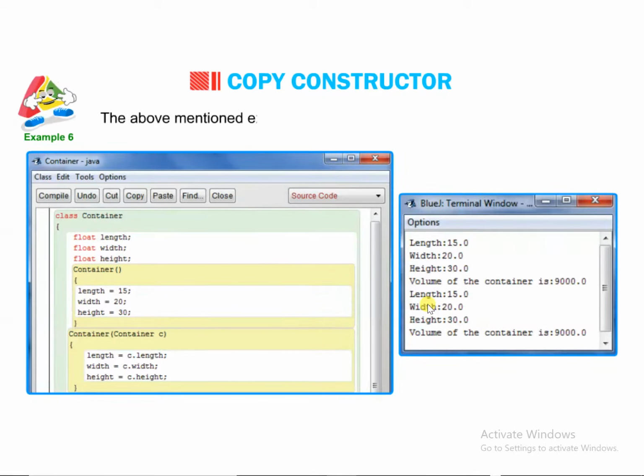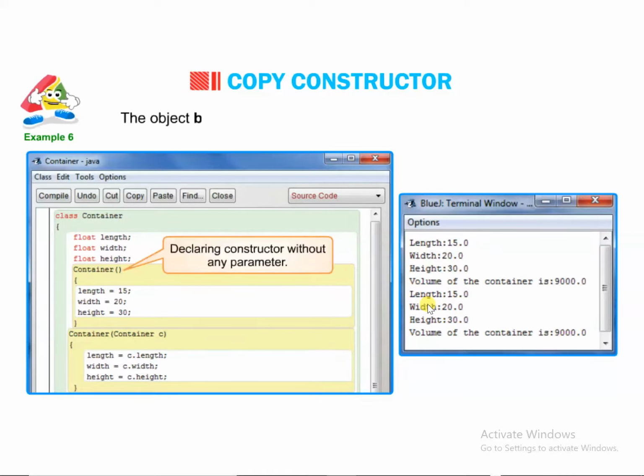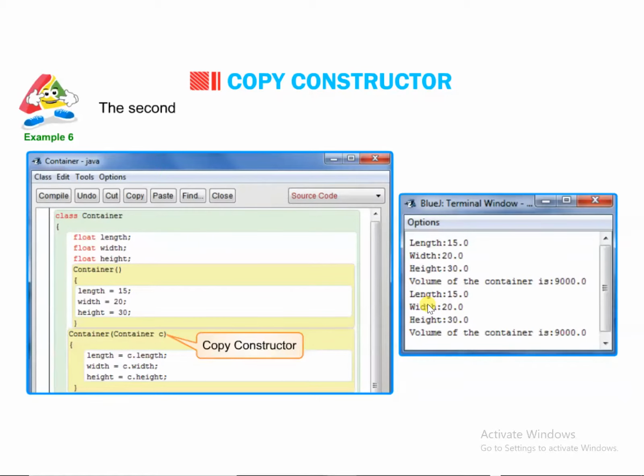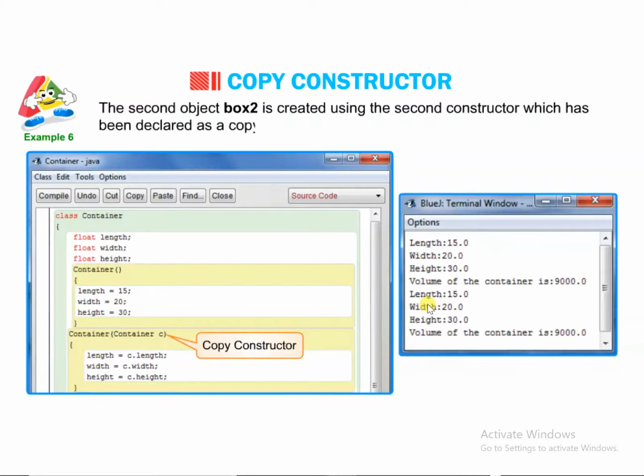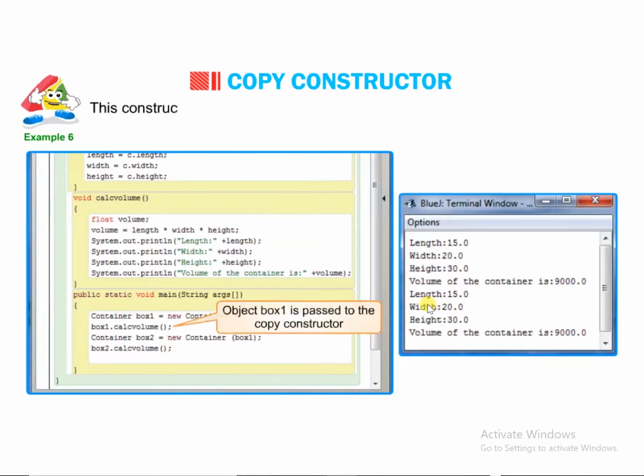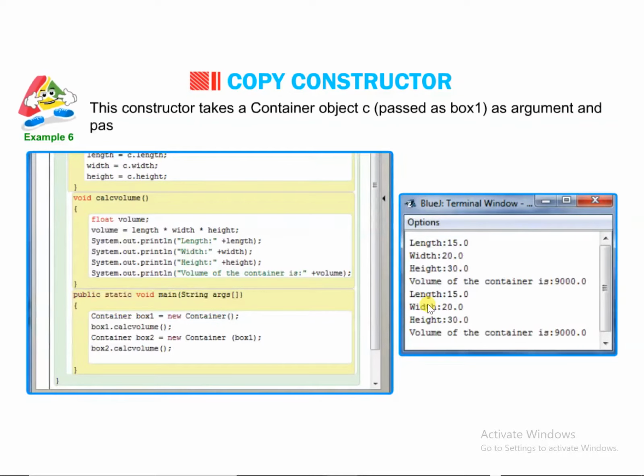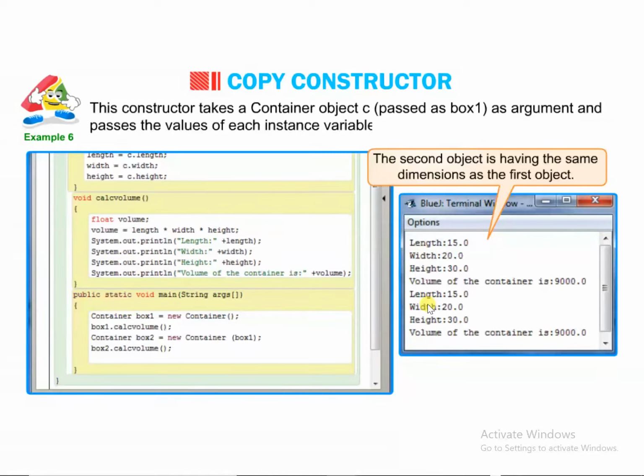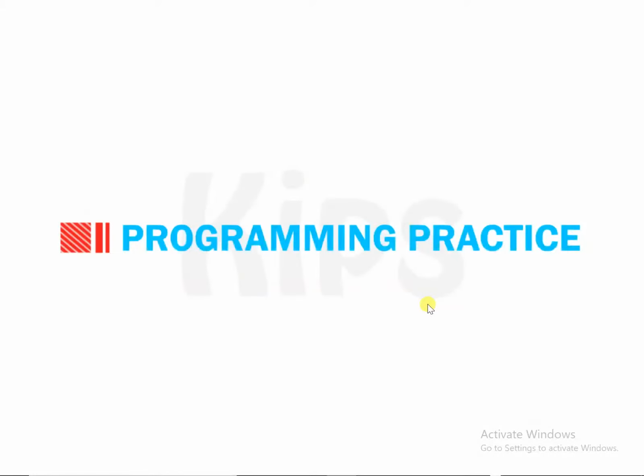The above mentioned example creates two objects, box1 and box2. The object box1 is created using the Container constructor. The second object box2 is created using the second constructor which has been declared as a copy constructor, Container(Container C). This constructor takes a Container object C, passed as box1, as argument and passes the values of each instance variable to the object being created, box2. Students, let us understand this by programming practice.